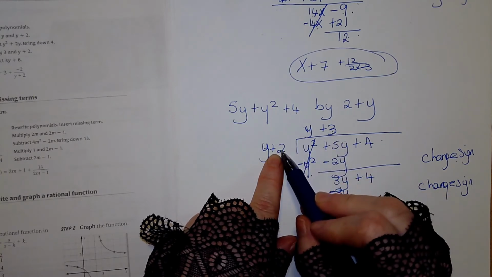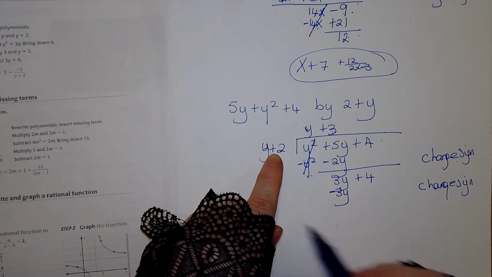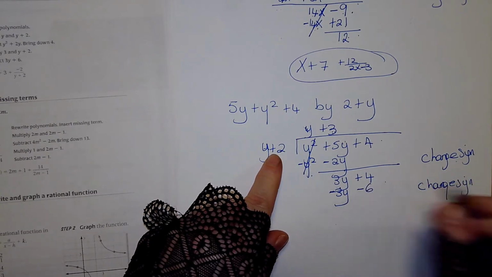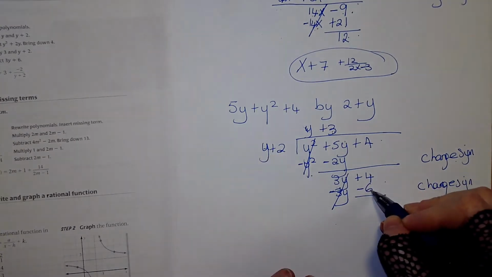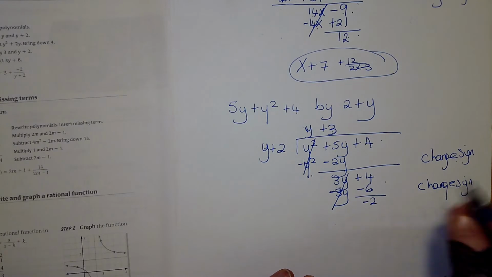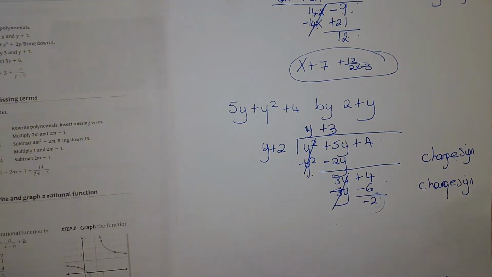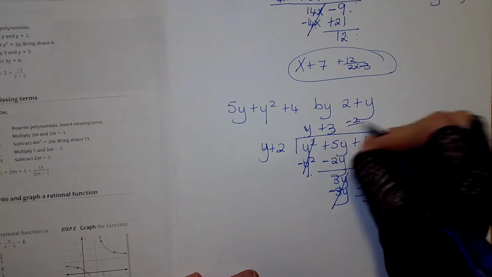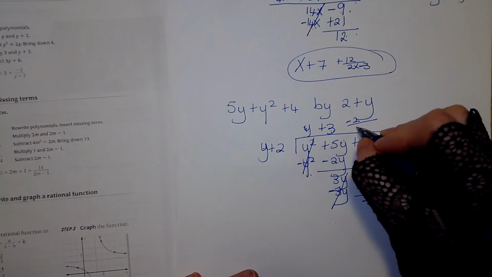3 times 2 is 6, but I don't put plus 6, I put a minus 6. So this cancels. 4 minus 6 is negative 2. That means I've got a remainder right here, okay? So my answer is plus negative 2 if you want to put, or just minus 2 over y plus 2.